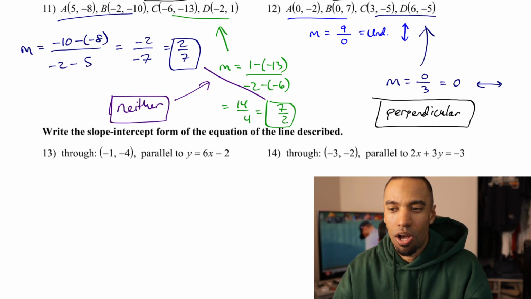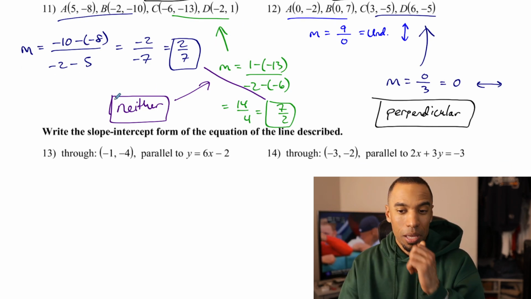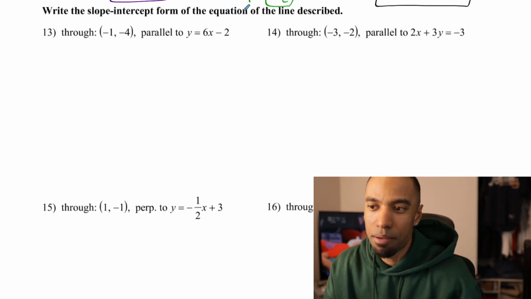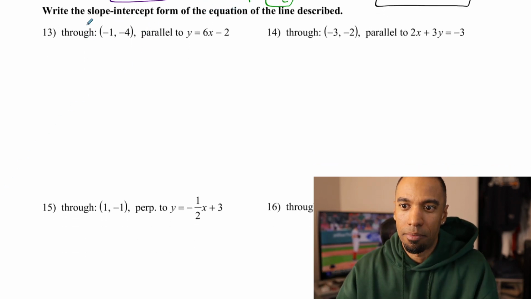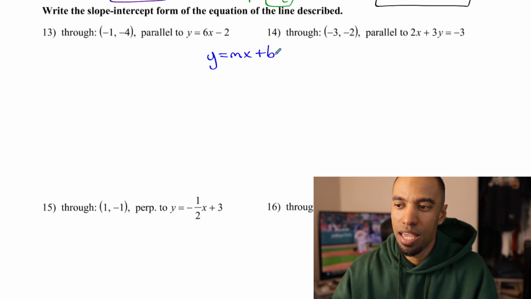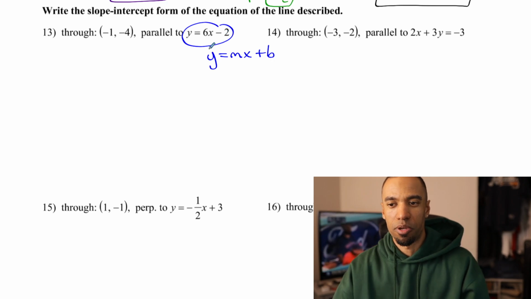I mean, that's it and that's all. Actually, need I say more? No. All right, 13 through 16. We're going to write the slope-intercept form of the equation of the line described. Slope-intercept form is y equals mx plus b, and I can even see y equals mx plus b right here.